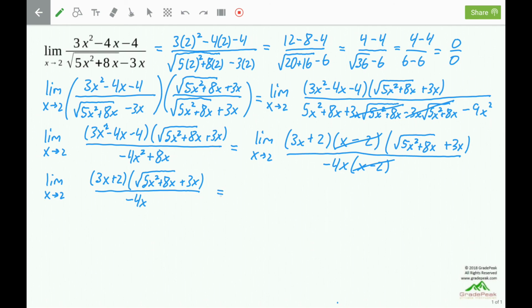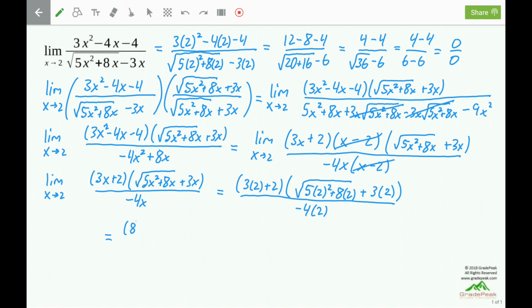Our next step is to plug a 2 in for each of the x's. So that'll give us 3 times 2 plus 2 times the root of 5 times 2 squared plus 8 times 2 plus 3 times 2, and all of that divided by negative 4 times 2. We'll now want to simplify this. So this will become 3 times 2, which is a 6, plus a 2. That's an 8.